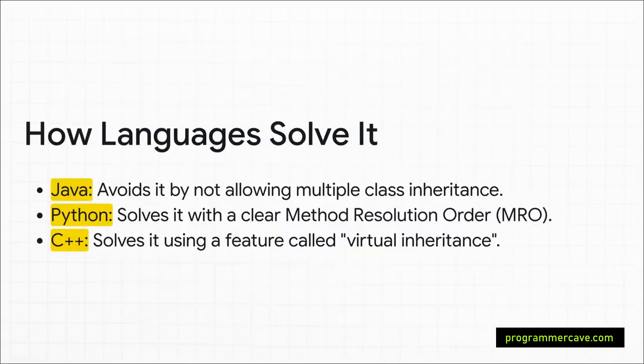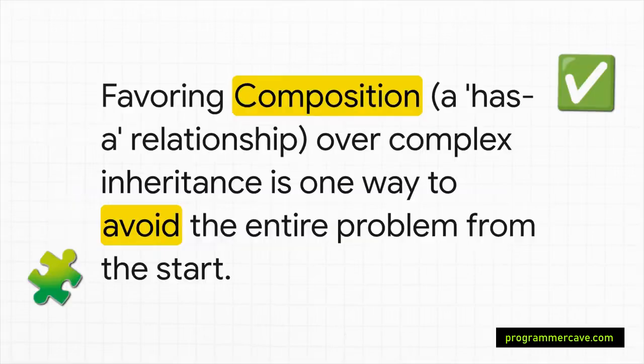And pretty much every language has a different way of dealing with this. Java just says, nope, you can't do that with classes, and avoids it. Python has a very specific set of rules to figure out which one to pick. And C++ uses a special keyword called virtual to make it all work out. They're all solutions, but they add their own complexity. And this, right here, brings us to the key takeaway. Go's solution is maybe the most elegant of all. It just avoids the problem completely.